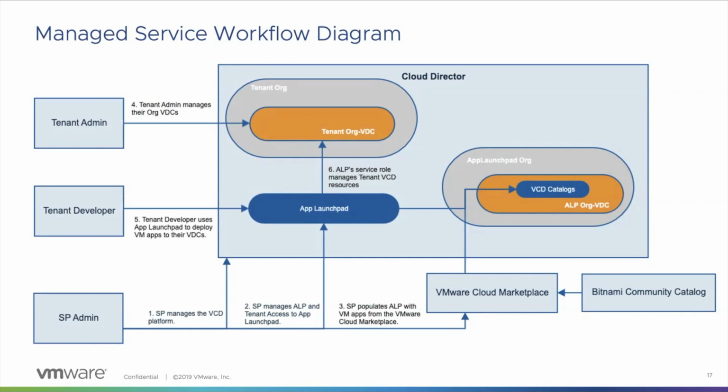So here we have on the bottom left, this first point, the service provider admin. And what they do is manage the vCloud Director platform. And at step 2, they manage App LaunchPad and the tenant access to App LaunchPad. So they go through that service provider view that we showed earlier of creating catalogs, publishing catalogs to their tenants, and setting default deployment settings, things like that.